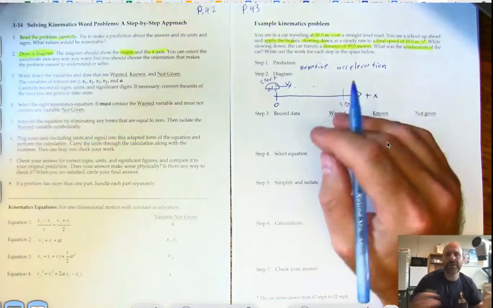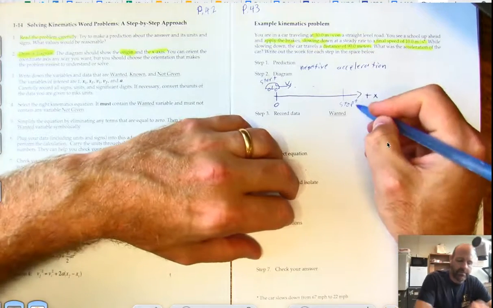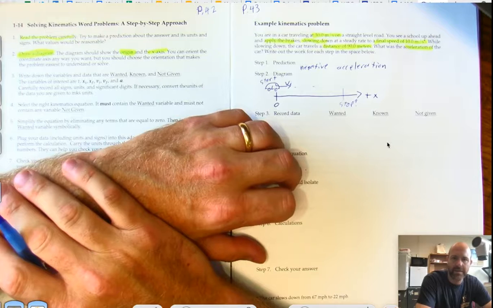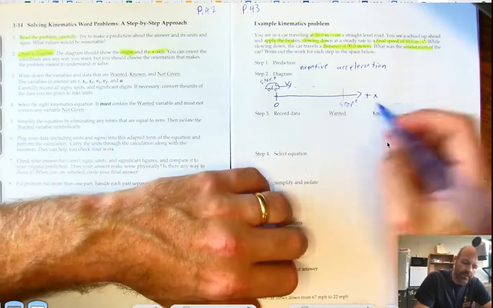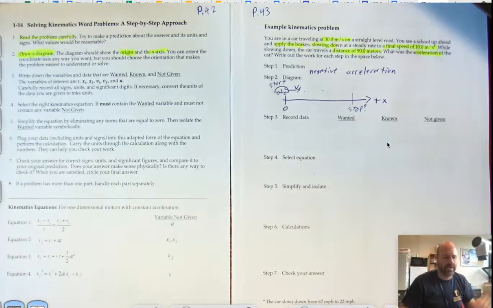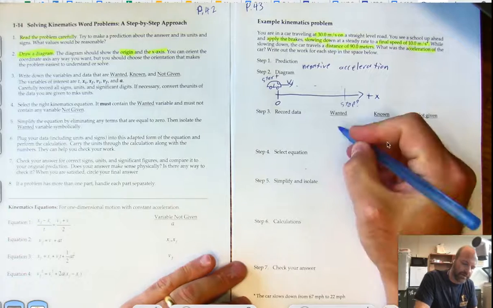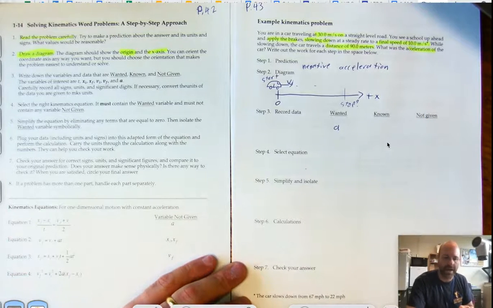The next thing we want to know is write down everything we know. Does it stop, that kind of thing. So what we know is the wanted thing. Well, if we go back up to our problem, the acceleration is the thing we're trying to find. So I'm looking for the acceleration, which is little a.